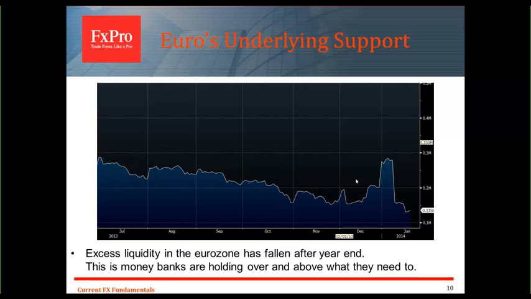So this chart is quite important for understanding that dynamic. It's certainly one of the aspects that led me to think that the euro would be pretty strong into year end, and it's still a support to the euro.